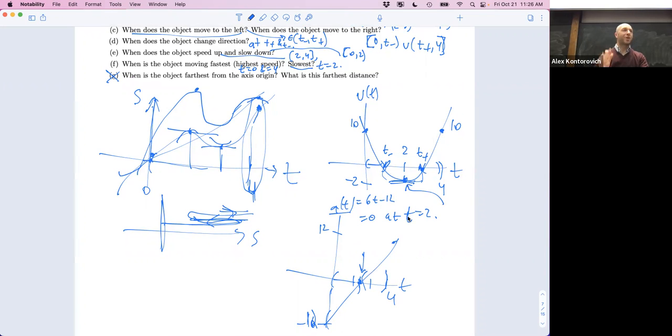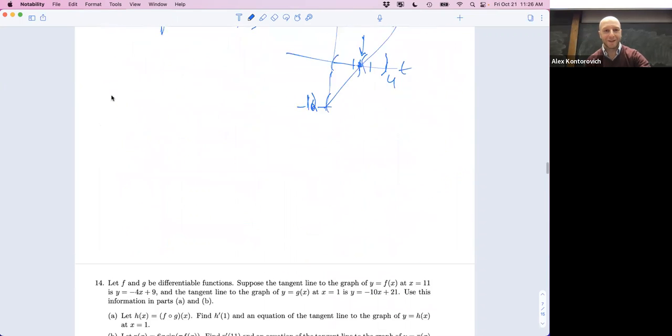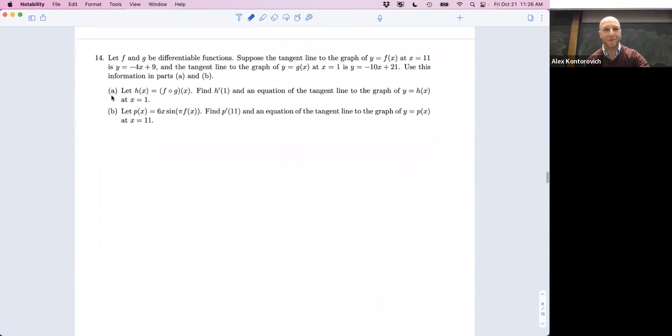Again, we're going to spend a whole chapter on optimization problems. That's coming. So I think this part G is a little ahead of its time. Next. Oh boy, 14, and we have a lot of problems still left.